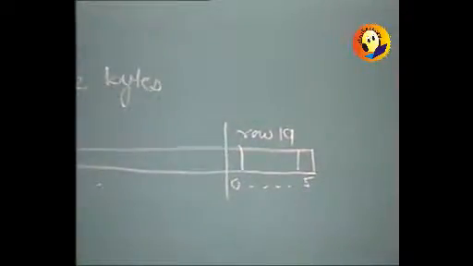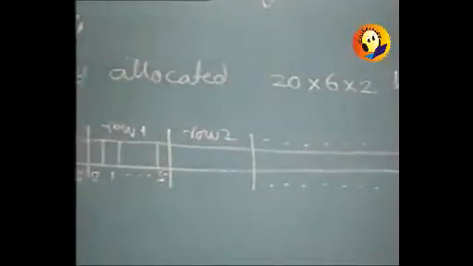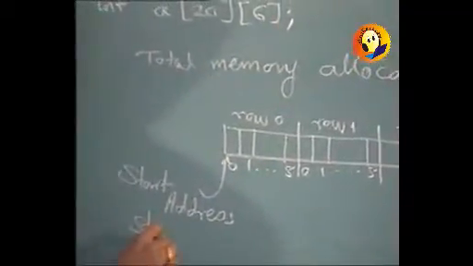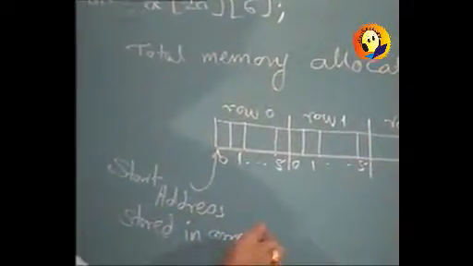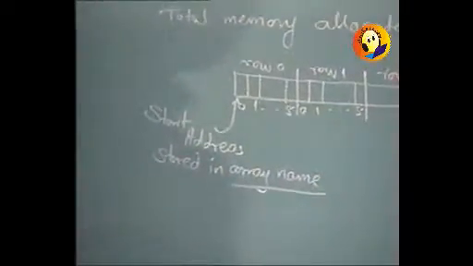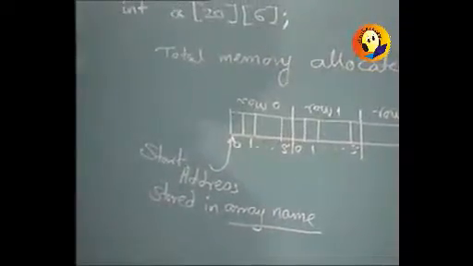The start address of the allocated memory will be stored in the array name. Got it? Make a note.